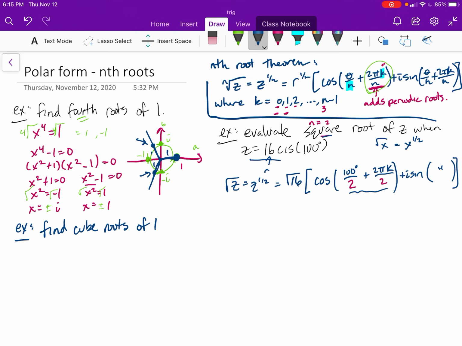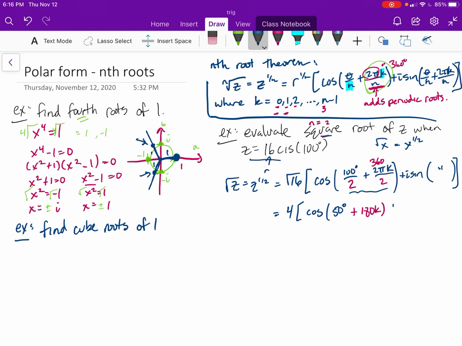Okay, so let's go ahead and simplify that a little bit. Square root of 16 is 4. Cosine 100 over 2 is 50 degrees. And then 2 pi, so I know I'm in degrees. I meant to change it before, but 2 pi is the same as a full circle, right? It's 360 degrees. So rather than leaving it as 2 pi when this problem is clearly in degrees, we could change that to 360. So think 360k divided by 2 is 180k. Okay.